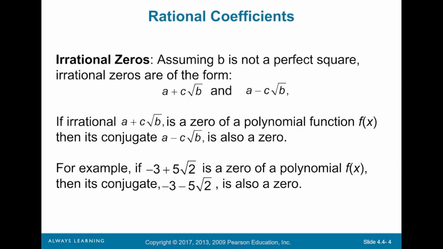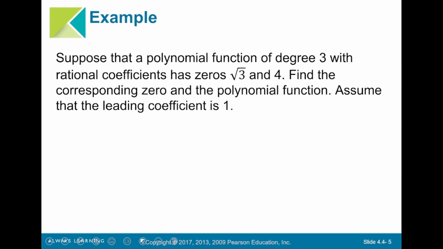So when you see one of them appear and you're asked to find another 0, it's very likely the conjugate. So you should check flipping the sign on the square root part and see if that's also a 0. This rule says it will be. So let's see an example of that. Suppose that a polynomial function of degree 3 with rational coefficients has zeros square root 3 and 4. Find the corresponding 0, or the missing 0, and the polynomial function. Assume that the leading coefficient, again, is 1.